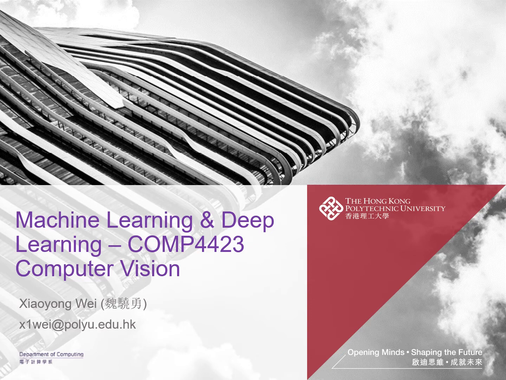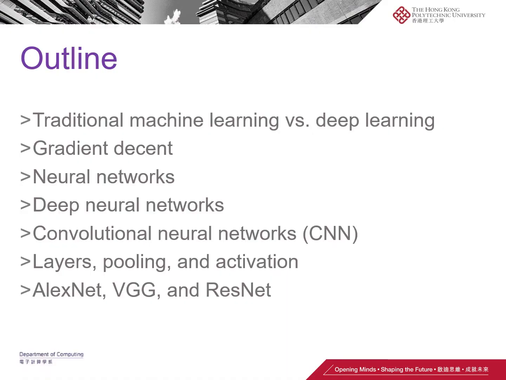Today we're going to learn about machine learning and deep learning. More specifically, we will introduce the difference between traditional machine learning and deep learning. We will introduce gradient descent, neural networks, deep neural networks, convolutional neural networks, and the concepts of layers, pooling, and activation. And we're going to see some examples of the CNN, such as AlexNet, VGG, and ResNet.